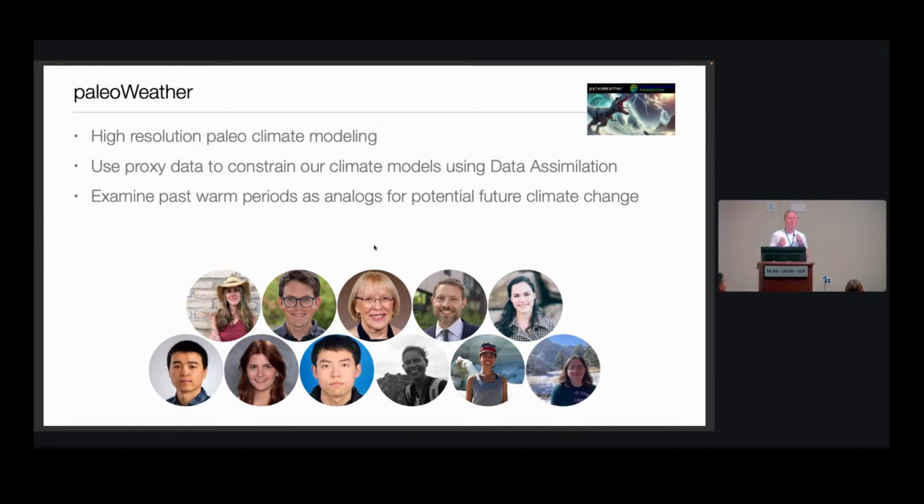We're going to do some high-resolution paleoclimate modeling and use proxy data to constrain our climate models with data assimilation. Similar to what Maya was talking about, who is also going to be part of this project and doing some of the data assimilation together with Fang. And we want to examine past warm periods to use as analogs for potential future climate change.